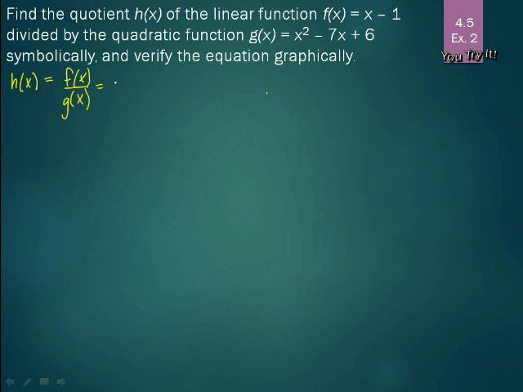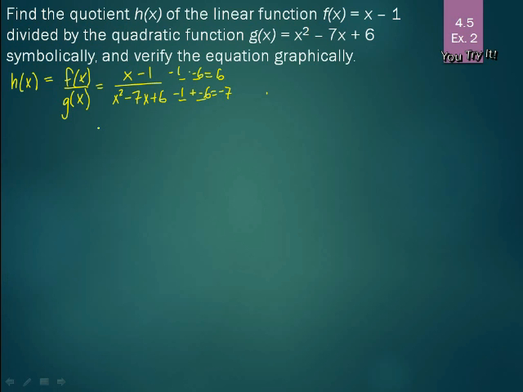And so f of x is just x minus 1, and g of x is x squared minus 7x plus 6. To simplify this, we can factor the bottom. So we're looking for two numbers that multiply to 6 and add to the middle term, negative 7. The numbers that work are negative 1 and negative 6, since those multiply to positive 6 and add to negative 7.